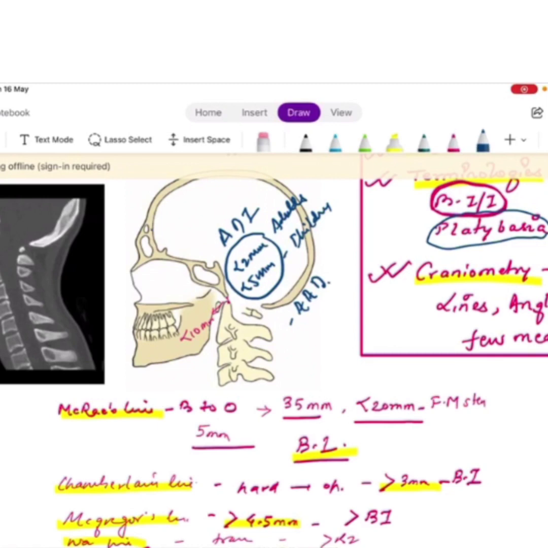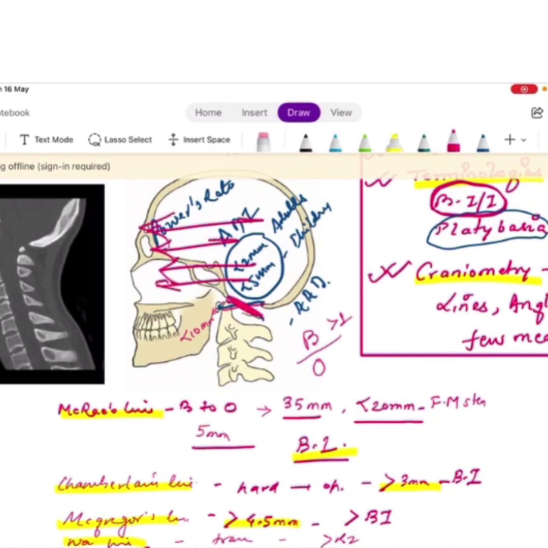And another concept is the Powers ratio. The Powers ratio is the ratio of the distance from the basion to the posterior arch of the atlas, to the distance from the opisthion to the anterior arch of the atlas. If this ratio is more than 1, it means this distance has increased. What does an increased basion to posterior arch of atlas distance mean? It means there is anterior translation of the skull over the vertebral bone.